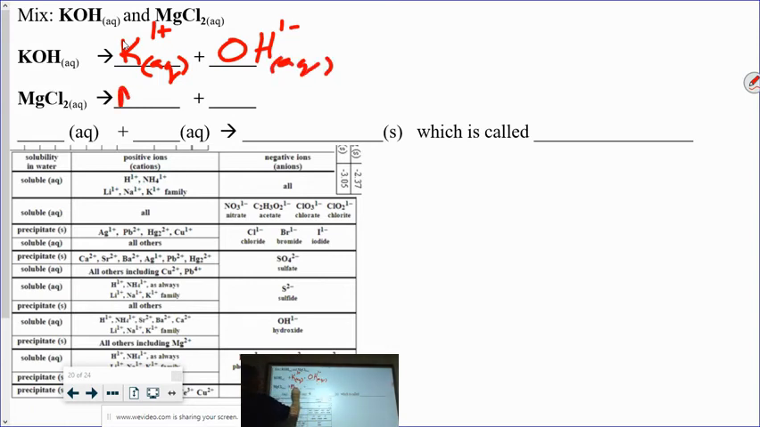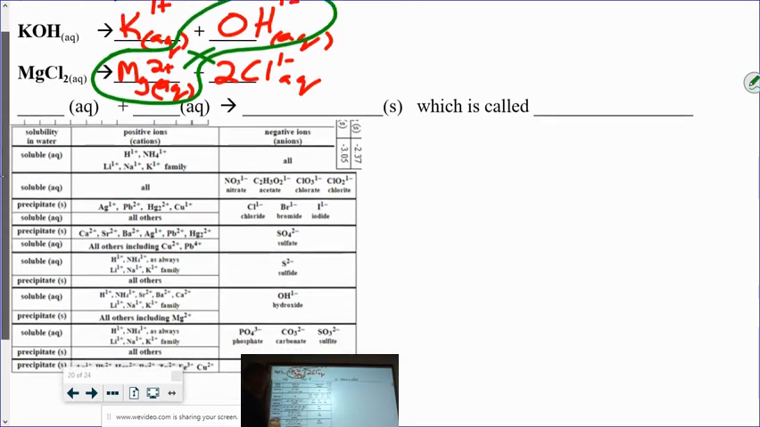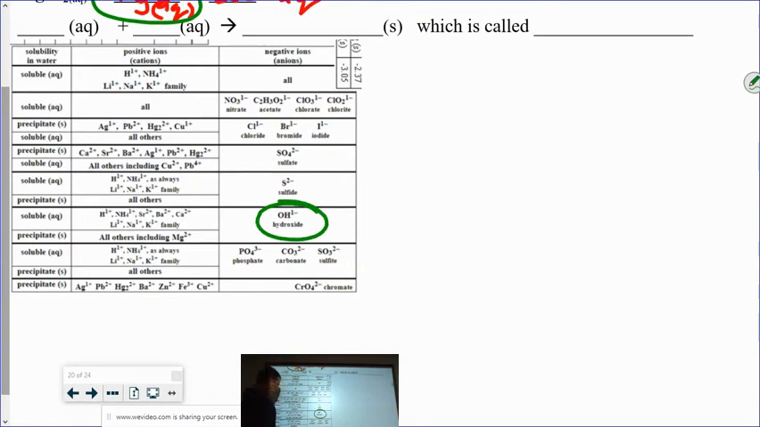Down here, we get magnesium ions. Again, get the charge right off the periodic table. And we get 2 chloride ions. So the chemical reaction, again, is going to occur if they swap partners. So let's look for this one first. The hydroxide and the magnesium. So here's hydroxide. I look right here. I'm looking for magnesium. Magnesium's not in that group. It says all others including magnesium. So there we go. That is a precipitate.